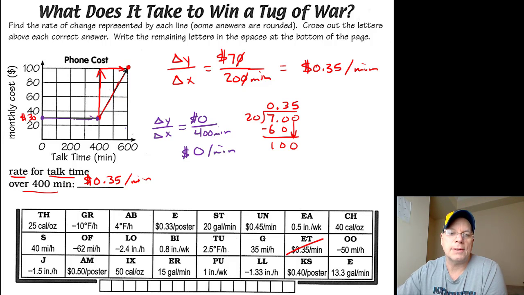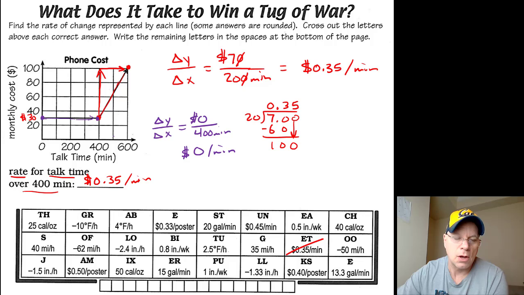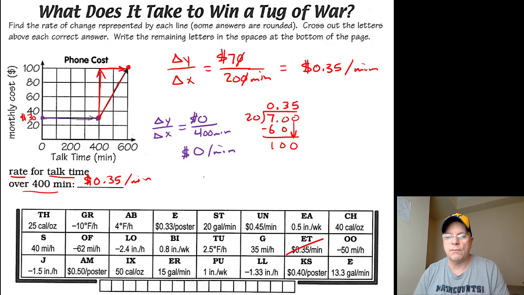That's what that's telling you, not that you're paying $0, you're paying $30, but you're paying $30 no matter how many minutes you use the phone up to 400 minutes. So the rate doesn't change. It remains constant at $30 per month, but it changes by $0 per minute. You can be on it for 100 minutes, 200 minutes, 300 minutes, all the way up to 400 minutes, and your monthly bill will not change. There's no rate of change until you hit the 400 minute mark.